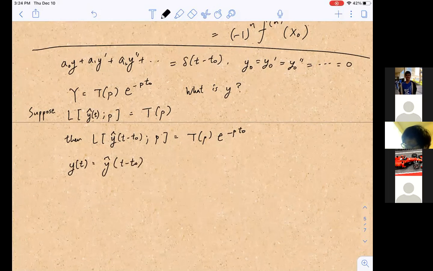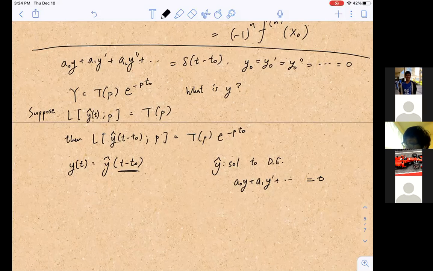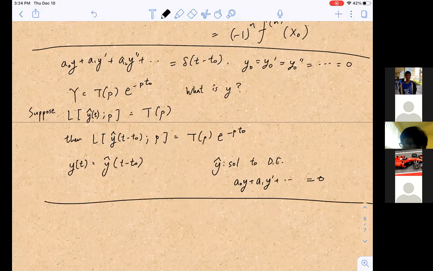So y hat is the solution to the differential equation a0 y plus a1 y prime plus dot dot dot equals 0. And then with the delta function in place, you just shift the argument of y hat to t minus t0. So this is just an application of convolution. It's nothing new here. Everything we just said in this section can be derived from convolution and the properties of the delta function and Laplace transform.